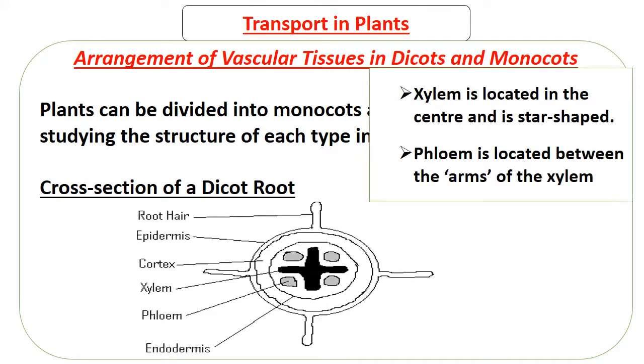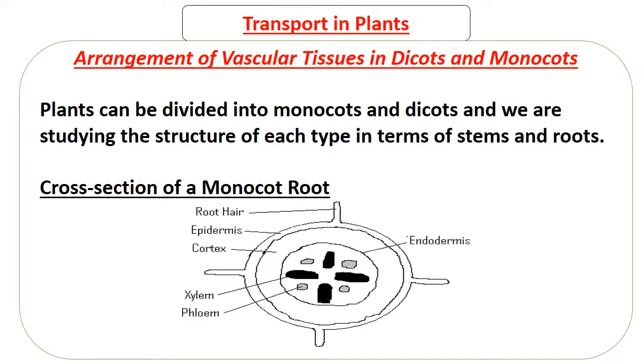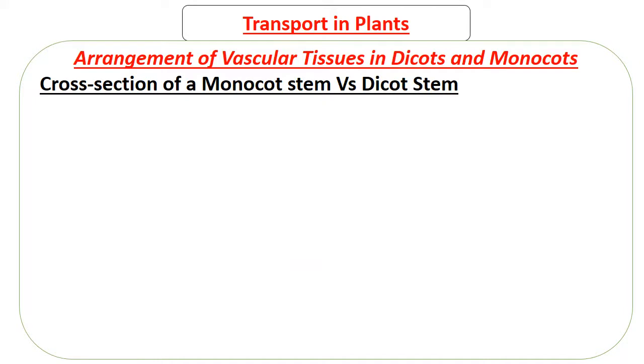So in short, we can say xylem is located in the center and is star-shaped, while phloem is located between the arms of the xylem. Then for monocot, the arrangement is the same, but inside, the xylem doesn't form a continuous star. It is broken in the middle. So that's the difference between monocot and dicot roots.